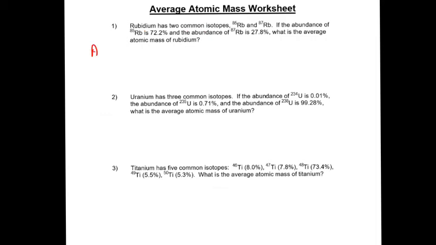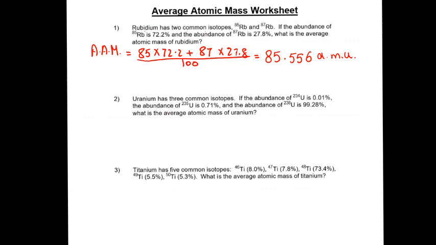Average atomic mass equal the mass number of each isotope multiplied by its abundance. Second isotope 87 and its abundance is 27.8 and divide all by 100. So you will get the answer 85.556 atomic mass unit. This is the unit of average atomic mass.